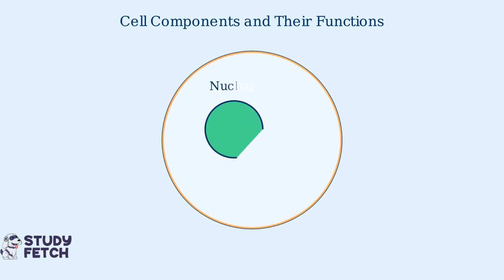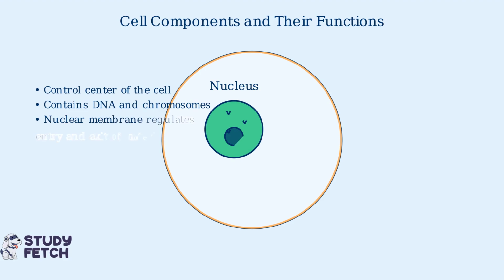The nucleus is the control center of the cell. It contains the cell's DNA organized into chromosomes. The nucleus is surrounded by a nuclear membrane that regulates movement of materials. Inside, the nucleolus is where ribosomes are produced.